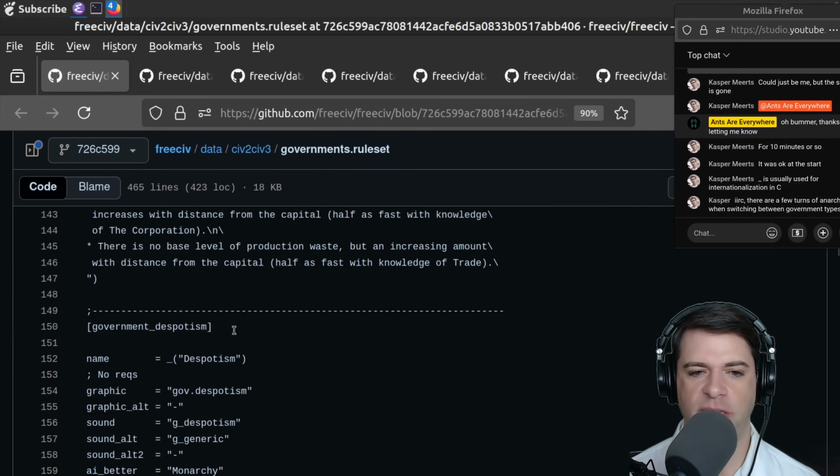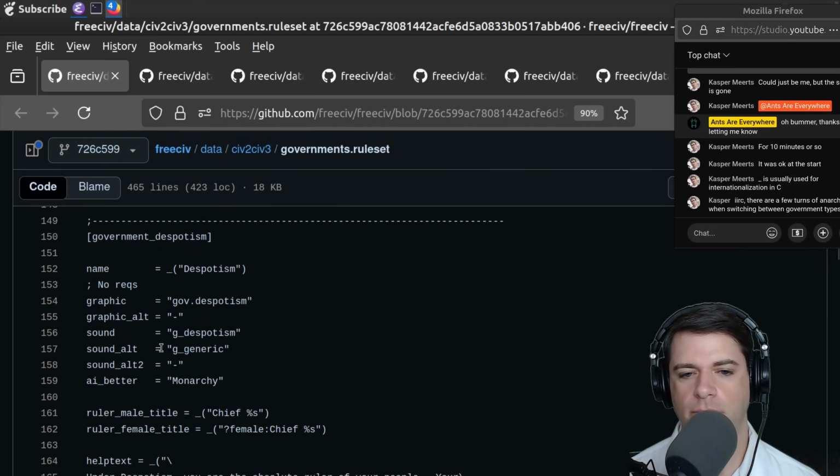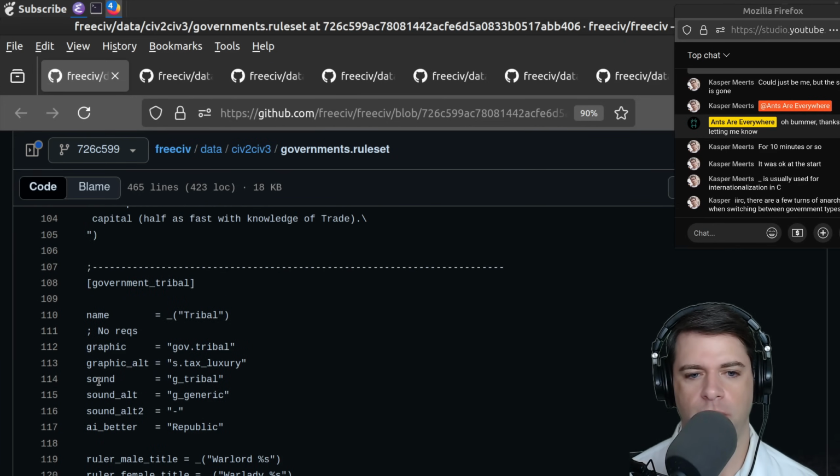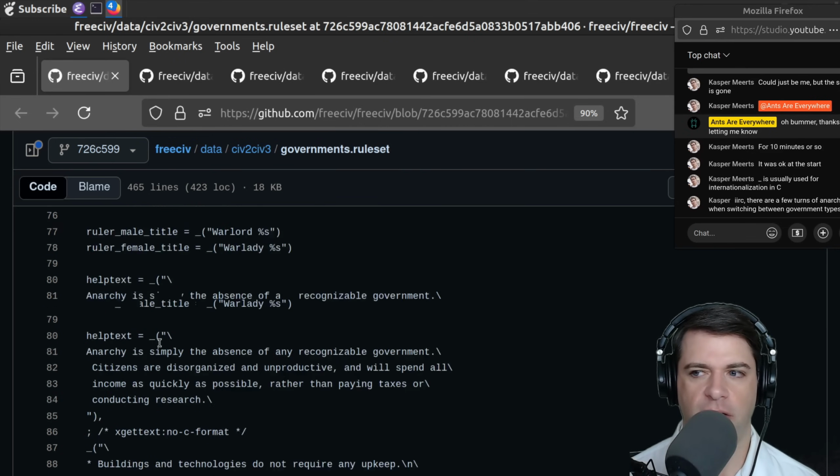Okay, and then we have despotism, which doesn't seem to have the... We have AI better as monarchy. Do we have AI better elsewhere? AI better than tribal is republic. There's no AI better than anarchy.